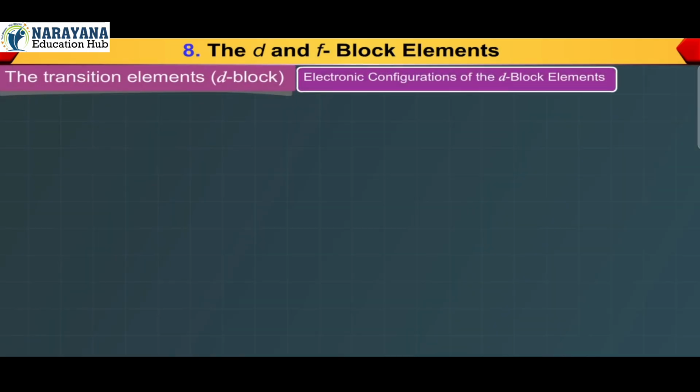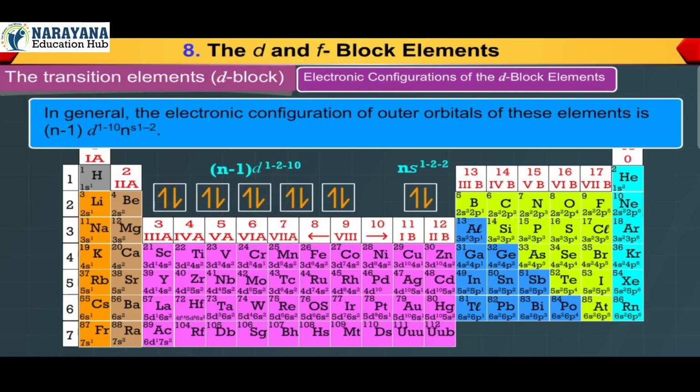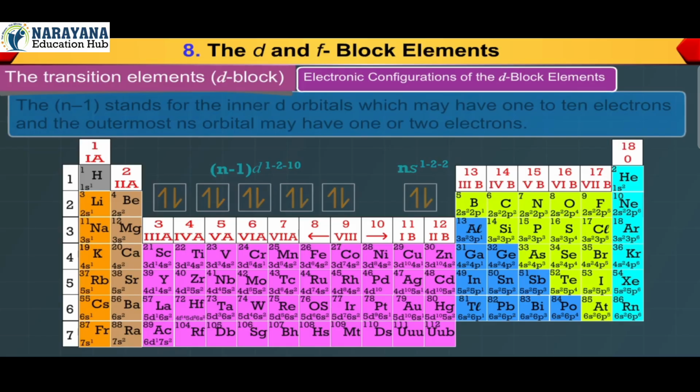Electronic configurations of the d block elements. In general, the electronic configuration of outer orbitals of these elements is (n-1)d1-10 ns1-2. The n-1 stands for the inner d orbitals, which may have 1 to 10 electrons, and the outermost ns orbital may have 1 or 2 electrons.